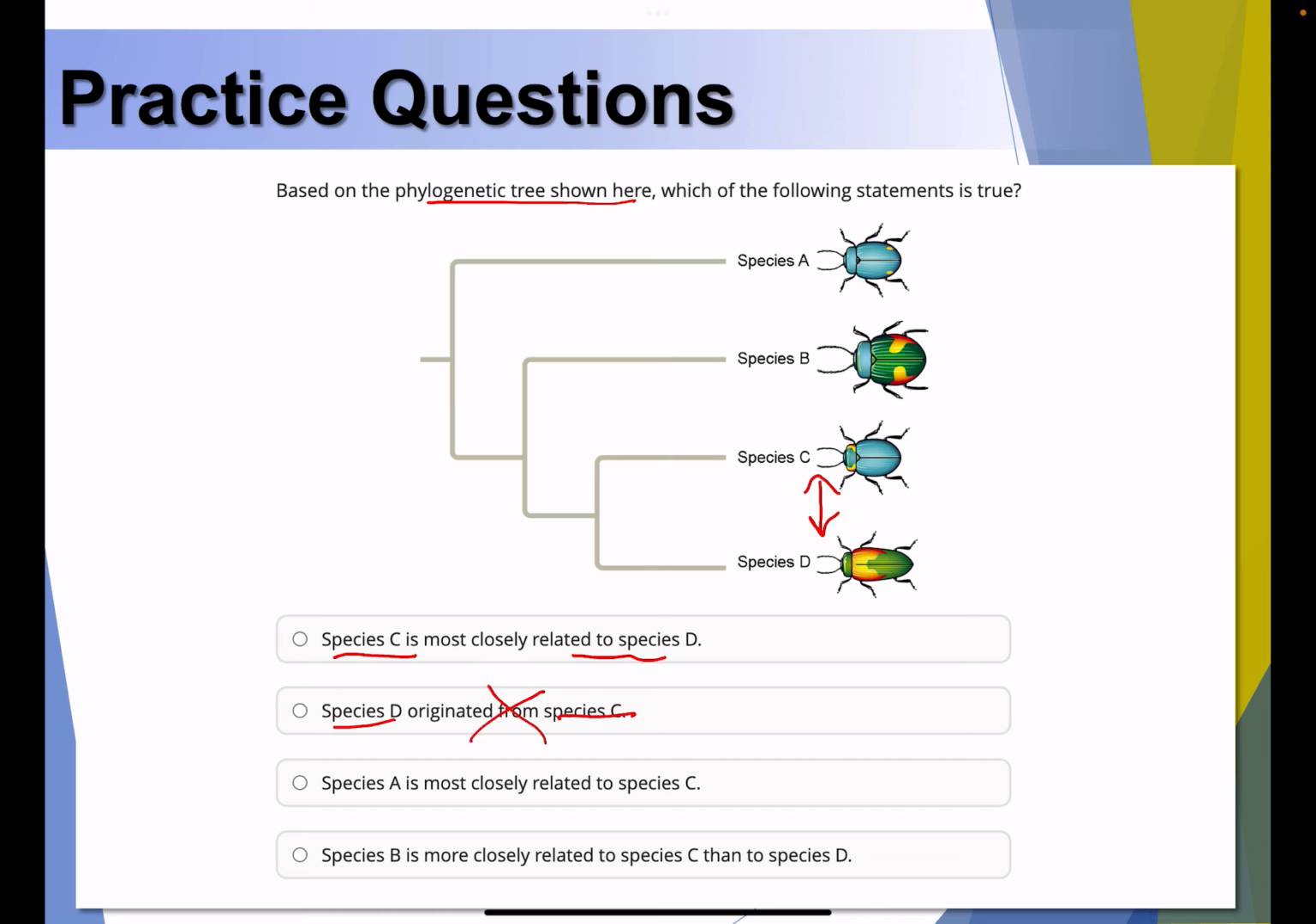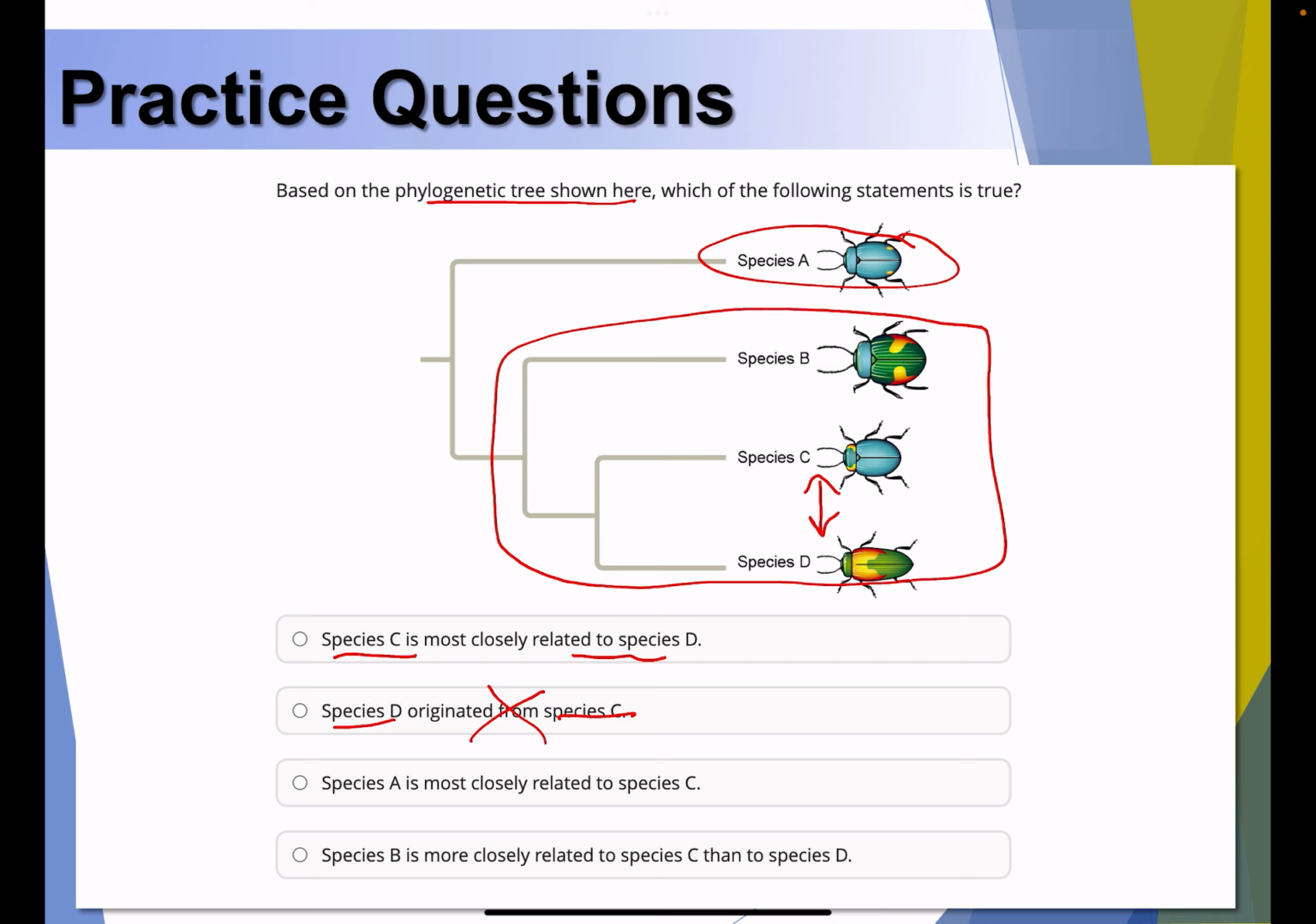So that goes nope. Species A is most closely related to species C. So here's species A. Remember, if we're talking about the closest relative of species A according to this phylogenetic tree, the whole group here is equally related to species A. So species A is not more closely related to B, C, or D. Species A is actually equally related to B, C, and D. So nope, that is incorrect.